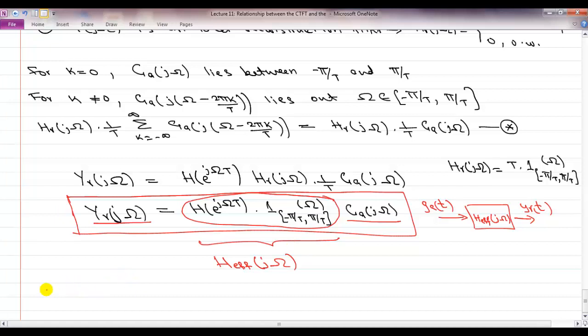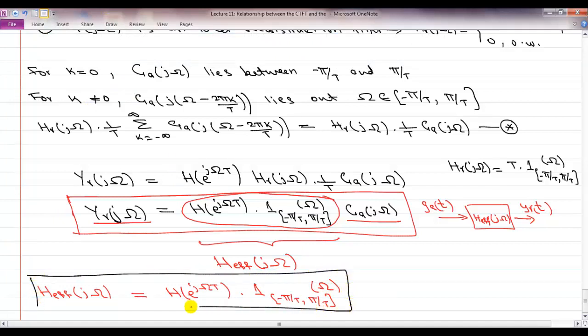So what it turns out is that your effective filter is nothing but a scaled version of your discrete time filter up to the minus π/T to π/T range. Okay. This is what your effective filter will look like, but only from minus π/T to π/T. Under the assumption that A, you had no aliasing, i.e. you satisfied the Nyquist criterion, and B, you had an ideal reconstruction filter.